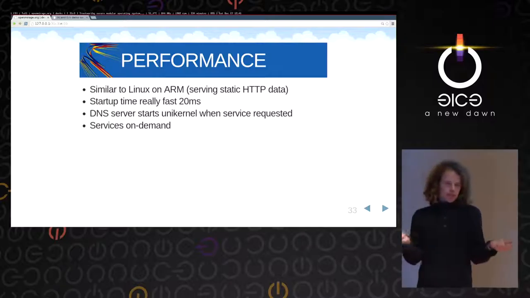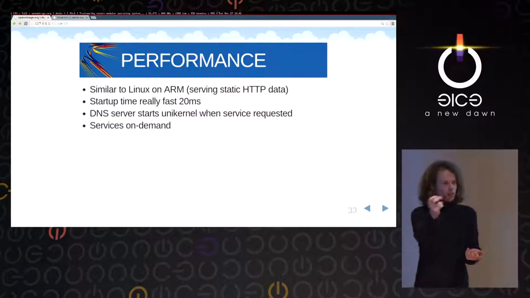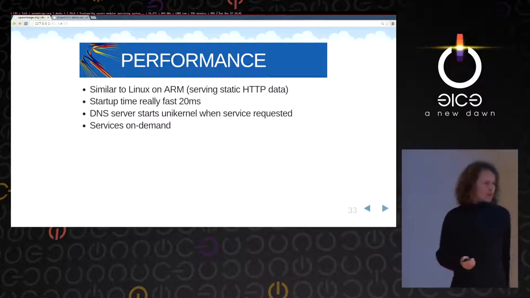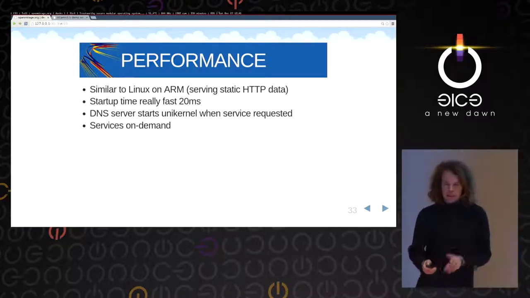The startup time, because a virtual machine is so small, is really, really fast. It's so fast that we have a DNS server which just waits for requests. And whenever a request comes in, it replies with the IP address and then also checks whether that virtual machine is running. And if it's not running, it just starts it up. And while the client has requested the DNS query and is waiting for the answer in order to establish a TCP connection, our virtual machine is already booted, because it boots in 20 milliseconds. So it is really services on demand. We don't run all the virtual machines at the same time, but only when we need them.